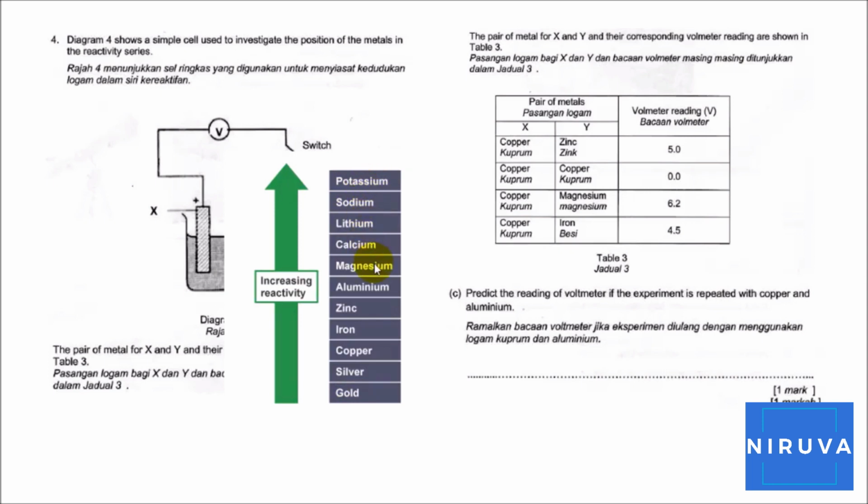Just now we stated that magnesium is the highest reactive metal based on table 3. So after magnesium is aluminium in second place, meaning that the pair of copper and aluminium will also produce a high voltmeter reading. So any reading between 5 to 6.2 volt is acceptable.